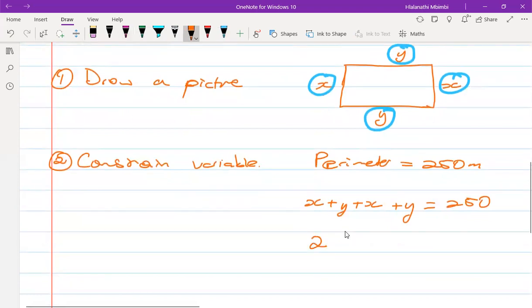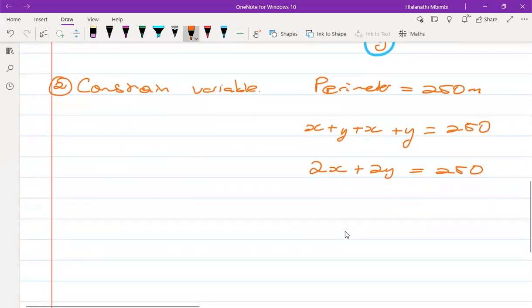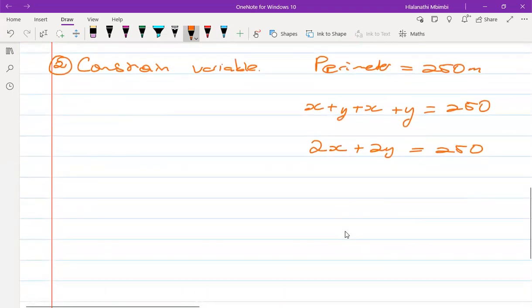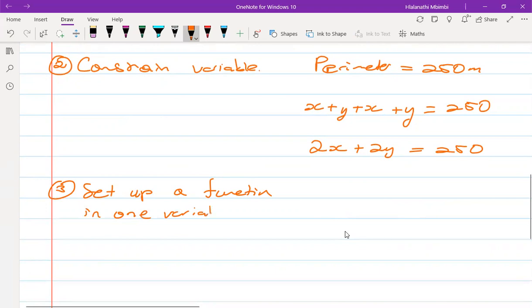So now what we have is 2x plus 2y, and that's equal to 250. Right? That's fine. The third thing that you need to do is set up a function in one variable only.